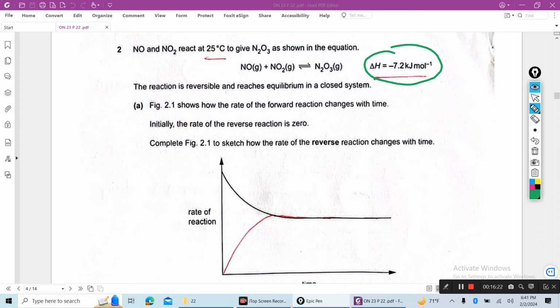And this reaction is reversible, and reaches equilibrium in a closed system. Chemical equilibrium happens in a closed system or closed container. This diagram, figure 2.1, shows how the rate of forward reaction changes with time. Initially, the rate of reverse reaction is 0.